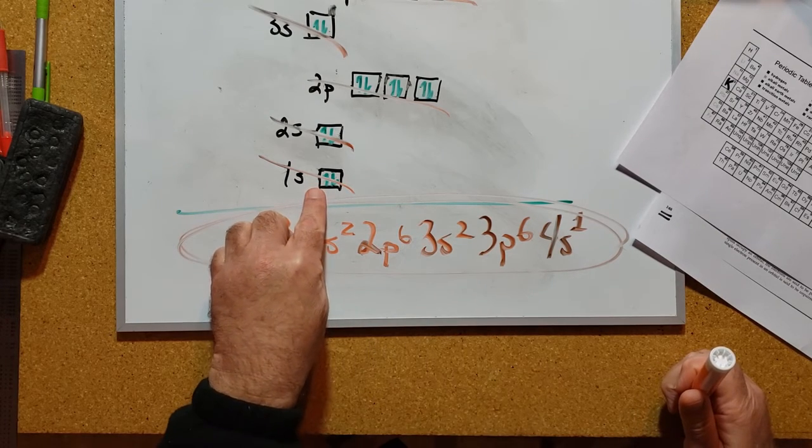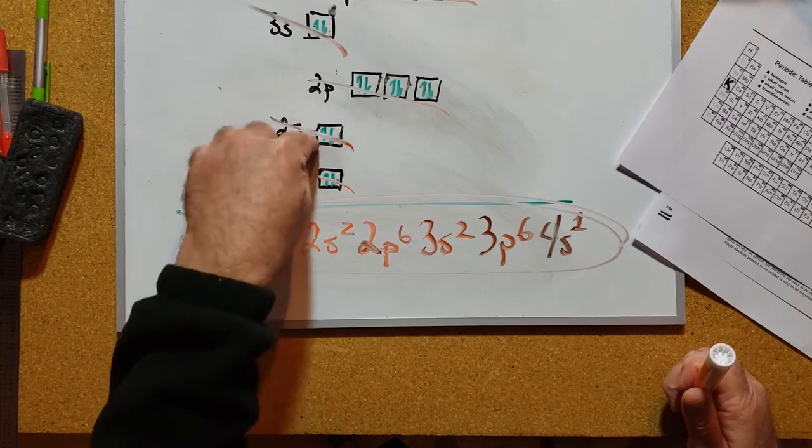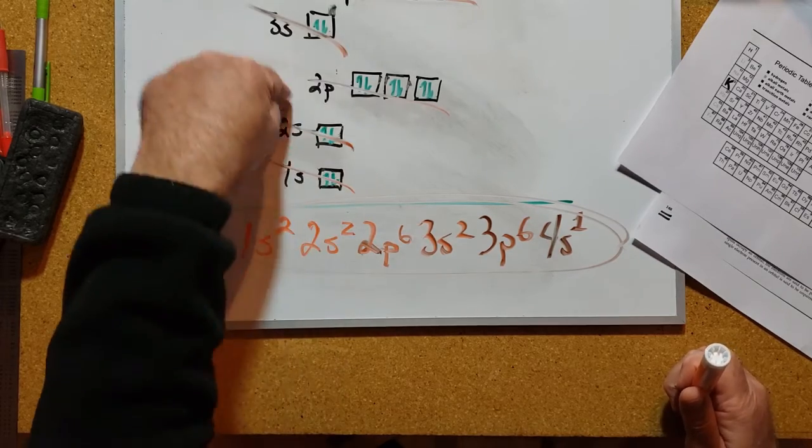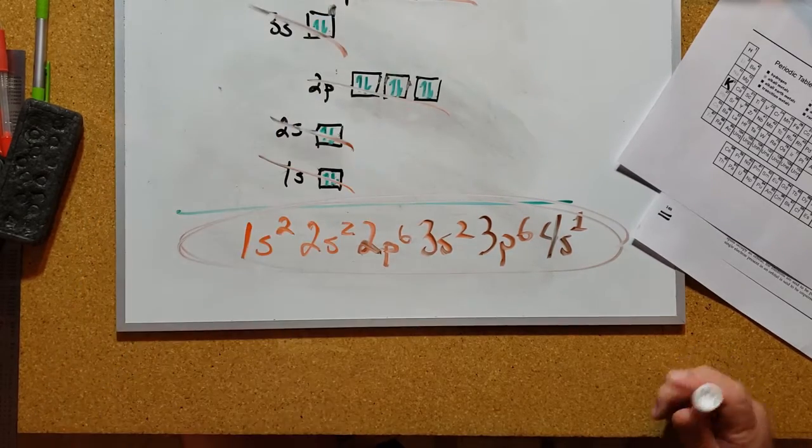If you wanted to do the actual energy level diagram, you would have these boxes and have it just the way we have it here.